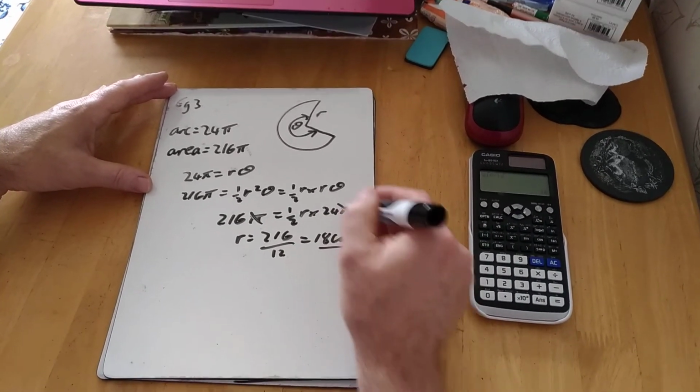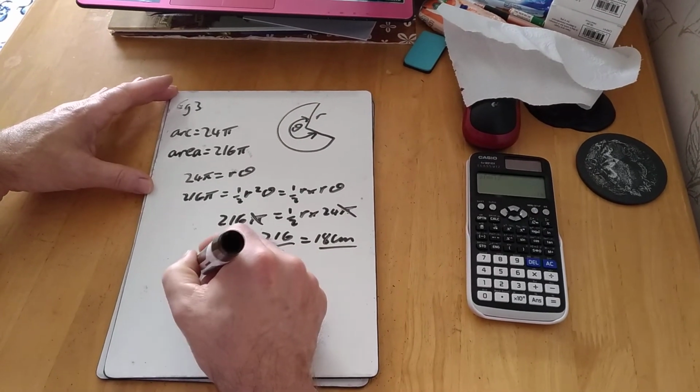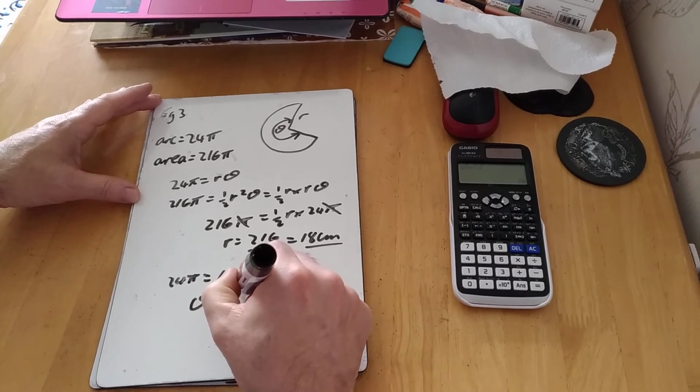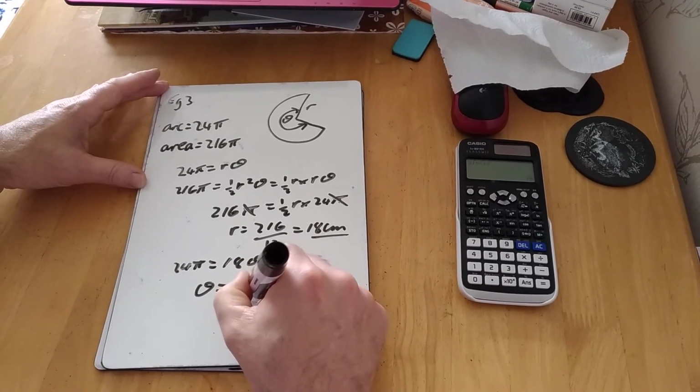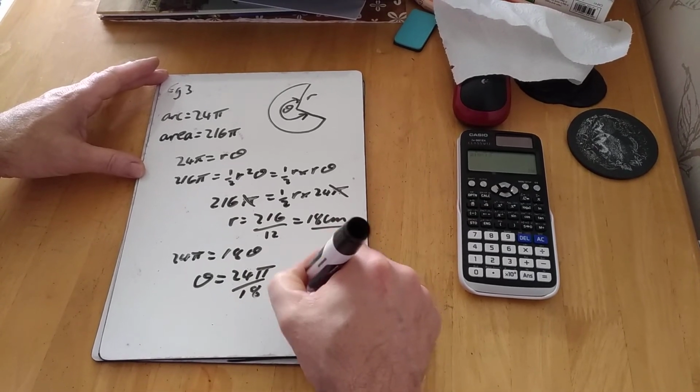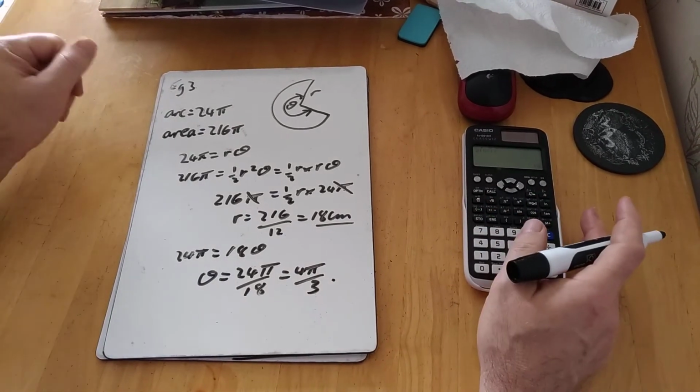centimetres. And then stick it into the simpler one there, 24 pi equals 18 theta, and theta equals 24 pi over 18, and cancels down to 4 pi over 3, which is a reflex angle. And that's nice and straightforward.